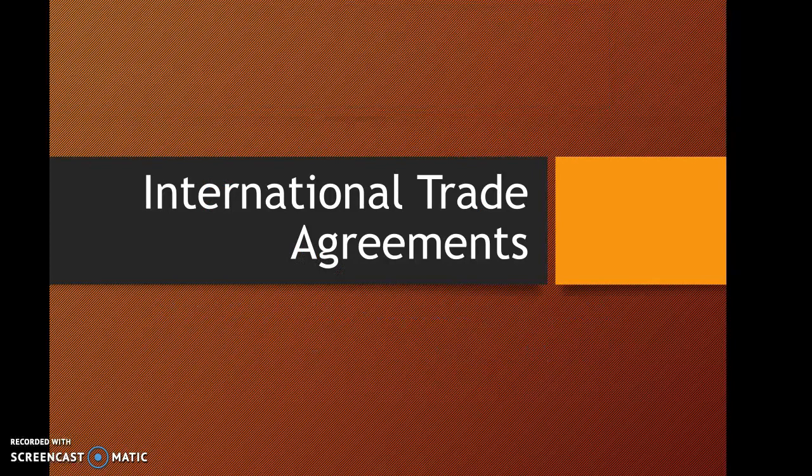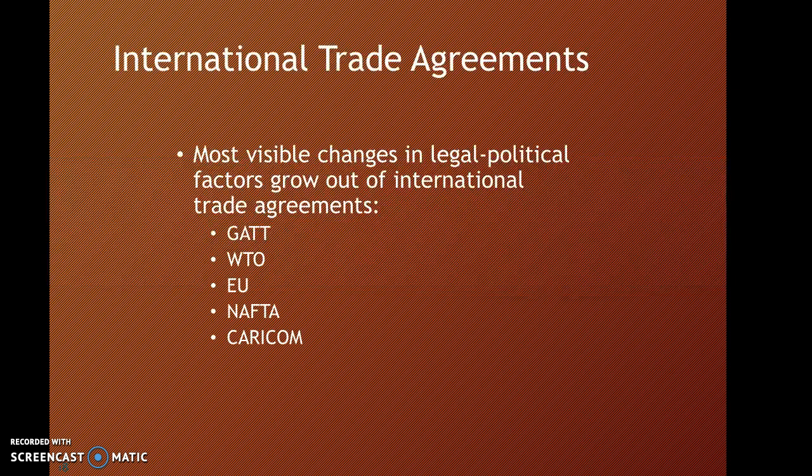So just very briefly, some of you would be aware that there are international trade agreements, and most of these came out because of some of the legal and political factors that people had to face. So here are just a few. Most of us would be familiar with the World Trade Organization or the European Union, especially as the UK had pulled out. We also have the North American Free Trade Agreement, and of course right here in the Caribbean, CARICOM. So trade agreements do help to set the framework for how countries do trade.